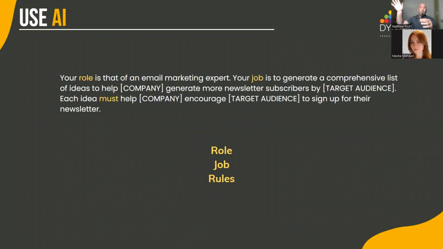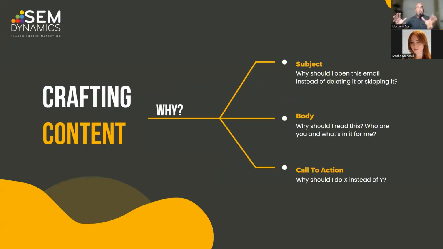And so again, we are looking at this framework. Here's your role. Here's the job. Here's the rules. That's a framework we're going to continue to use throughout as we discuss AI. Now that we have some creative ideas and we know how to grow our list and we're getting some people joining our newsletter, we need to look at crafting content, how to make engaging newsletters that break through the noise, right? How many newsletters do we get all the time? We need to find a way to break through and have your newsletter be the one that is read. So to do that, we need to look at the subject, the body, and the call to action. The first thing is going to be the subject line. That's what's going to get them to initially open up. And with each one of these, we need to be asking why, right? Why should I open your email instead of deleting it or skipping it?